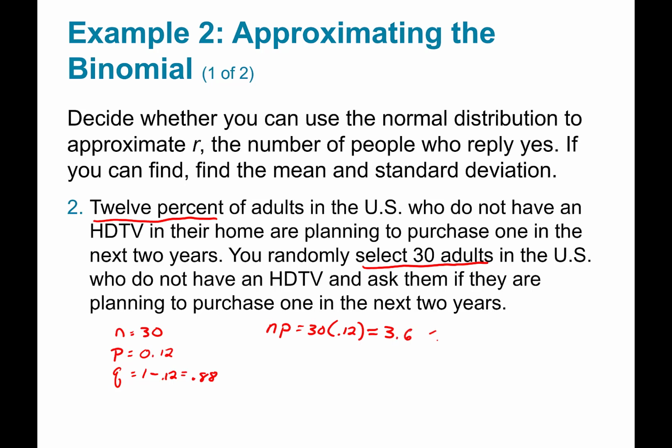All right, so red flag, this is strictly less than 5. And so because this is less than 5, we're done. We cannot use the normal approximation. So in this case, whatever the probability is that we wanted to find, we would have to use the binomial distribution and the binomial formulas. We cannot use the normal approximation for this problem. And so you would have to go back and use other techniques.